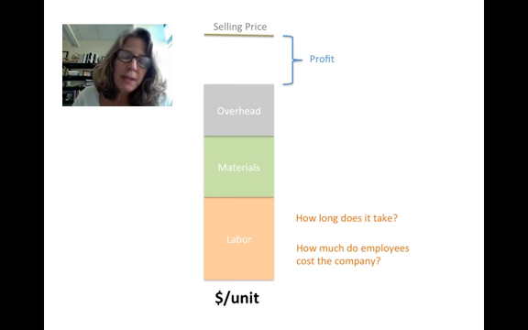And in labor, we ask ourselves two questions. How long does it take to make this product? And how much do the employees cost the company? What we're looking for is the particular employees that touch the product. This is what's called direct labor. It's not all the labor in the plant, it's really the direct labor. So that's all we're really concerned about.